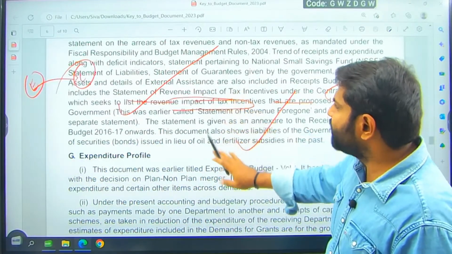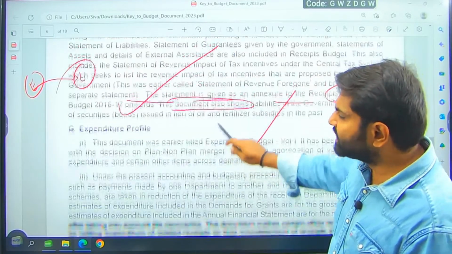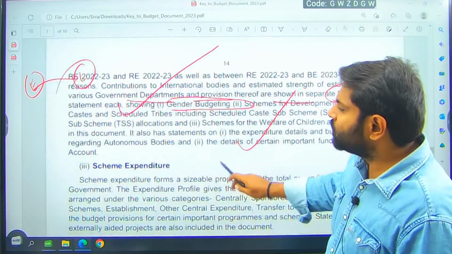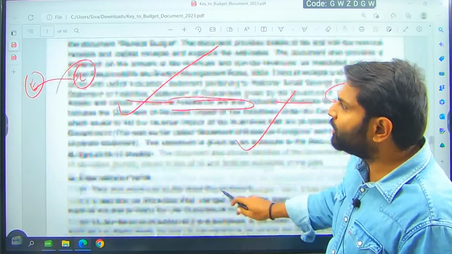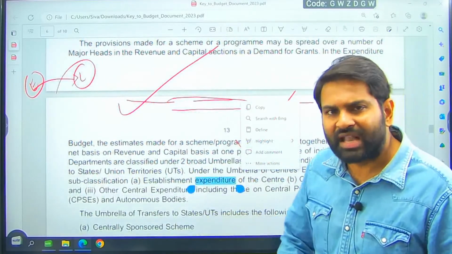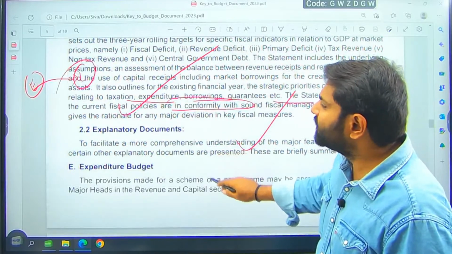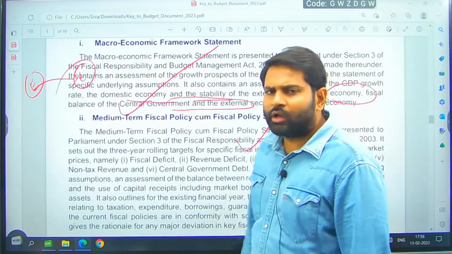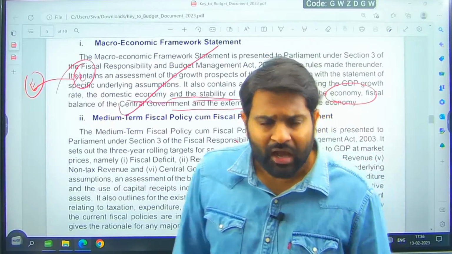There is nothing much where you can learn from here. We only see and learn. So I will keep these explanatory documents pending for the last class. I will go ahead with other documents like macroeconomic framework, budget highlights and all those things.